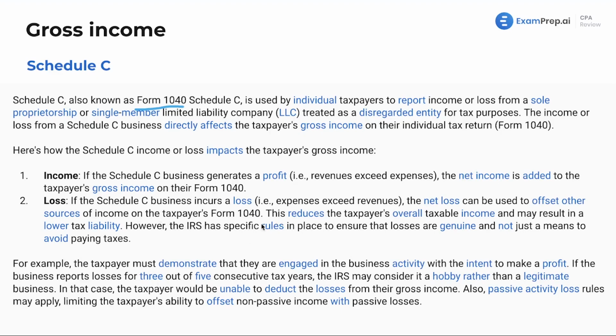We are going to talk about this loss. This reduces the overall taxable income and may result in a lower tax liability, for sure. However, we've got rules in place to ensure that the losses are genuine and not just a means to avoid paying taxes. That's what we're going to see here.